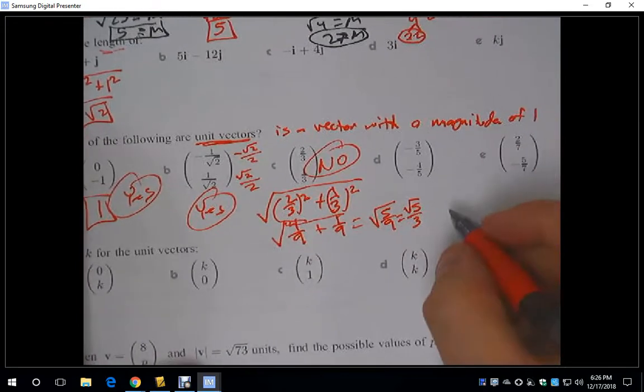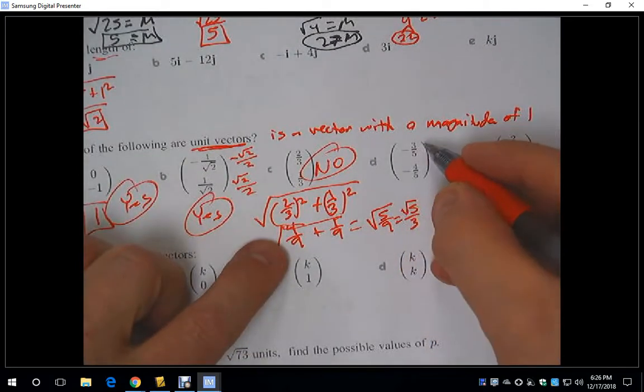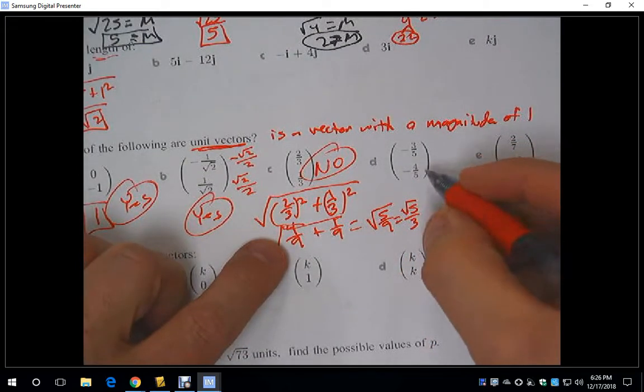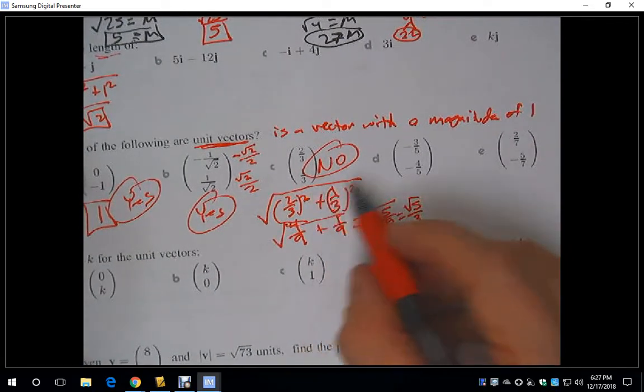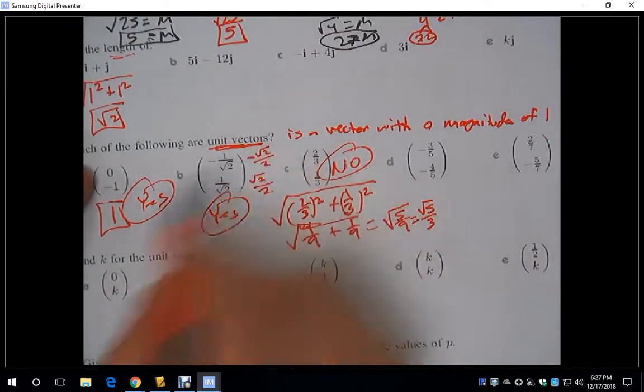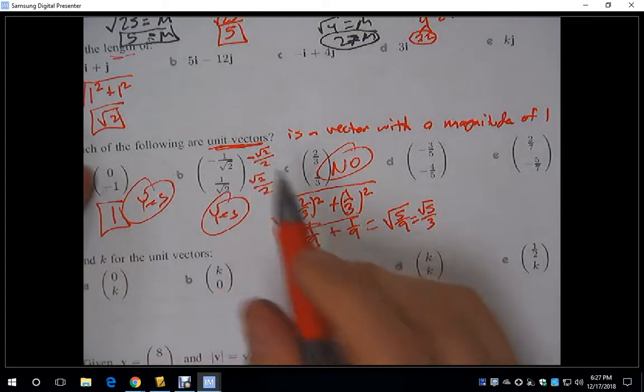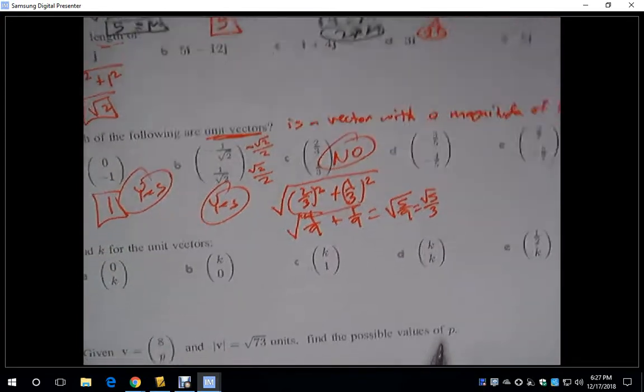So we do the same thing, just make sure we plug these in, of our a squared plus our b squared equals our magnitude squared, and then take the square root and see if it equals 1. If it equals 1, it is a unit vector. If it doesn't equal 1, it is not a unit vector.